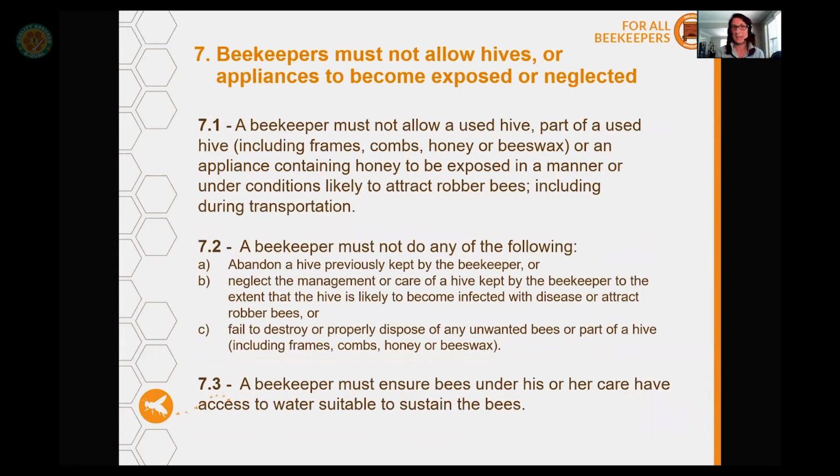Number 7, beekeepers must not allow hives or appliances to become exposed or neglected. Now, it goes without saying, but allowing hives or appliances to become exposed or neglected is an offence in all states and territories. Robbing of exposed or neglected hives is a major pathway for the spread of pests and diseases, and this section is included in the code to reinforce the importance of the beekeeper's biosecurity obligations and the importance of properly caring for hives. The appropriate care of hives also means ensuring that your hives have ready access to suitable water.